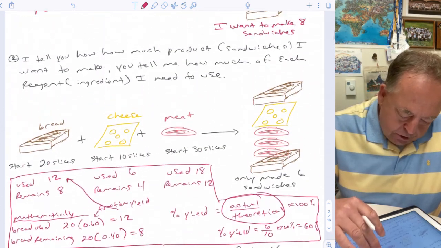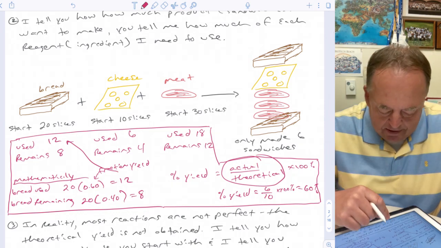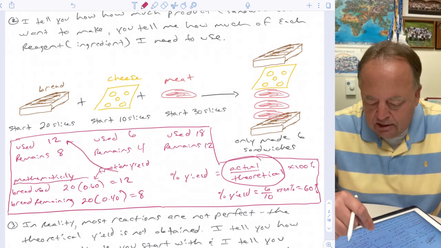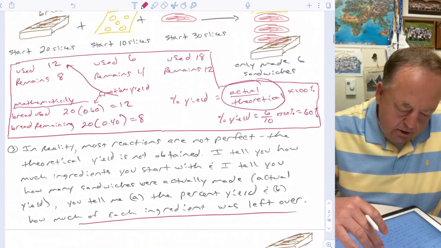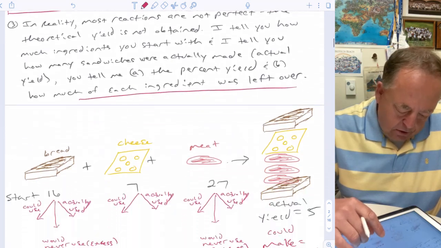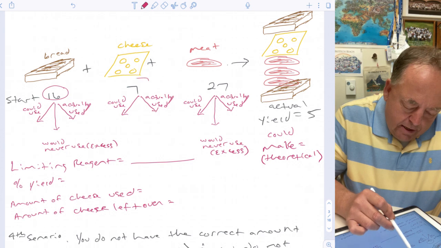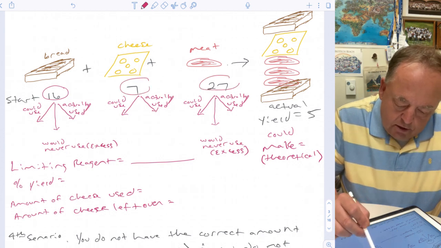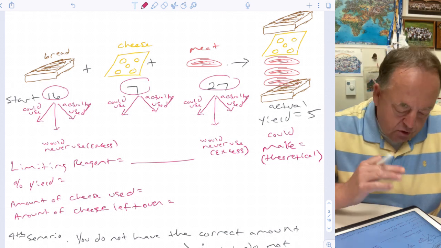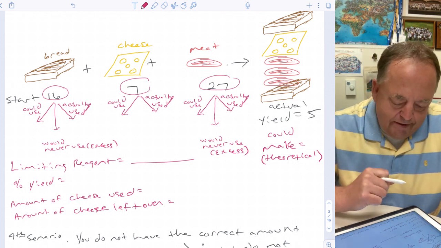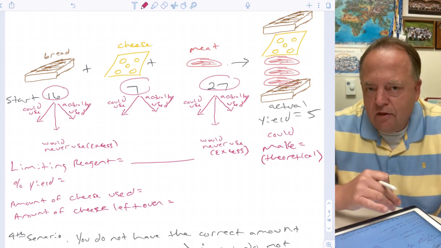In the previous scenarios, you had exactly the right amount of bread and meat and cheese, right? 20 slices of bread needs 10 slices of cheese, needs 30 slices of meat. So it has to be in a 2 to 1 to 3 ratio. But in this case, you don't have that ratio. If you start with 16 slices of bread, 7 slices of cheese, and 27 slices of meat, you do not have a 2 to 1 to 3 ratio. So one of these you do not have enough of, and you're going to run out of it before you run out of the others.